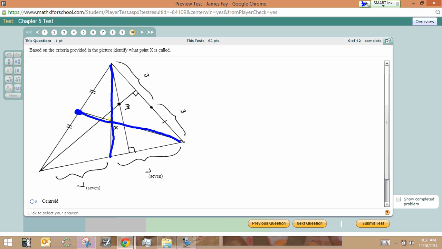Well, I know that that's a midpoint because of that and that. And I also know that this is a midpoint because that's a 7 and that's a 7. So those segments are congruent. Segments that start at vertices and go to midpoints of the opposite side, those segments are medians. So those two things are medians. So medians intersect at centroids.